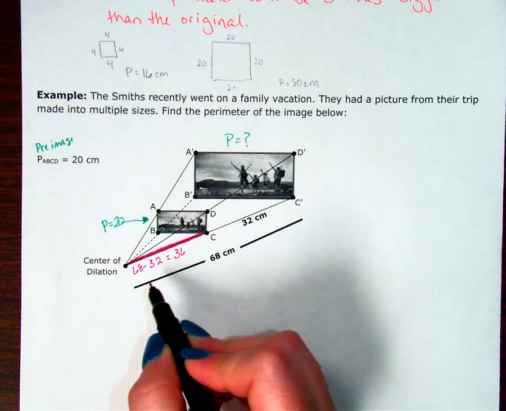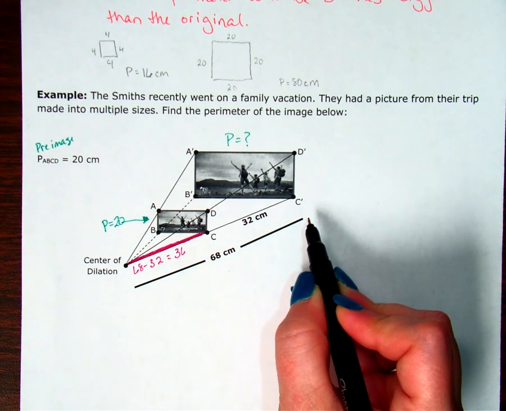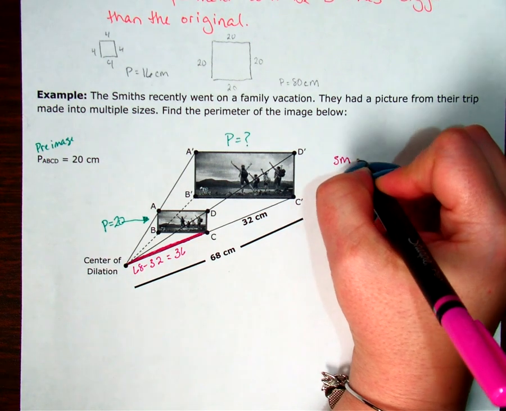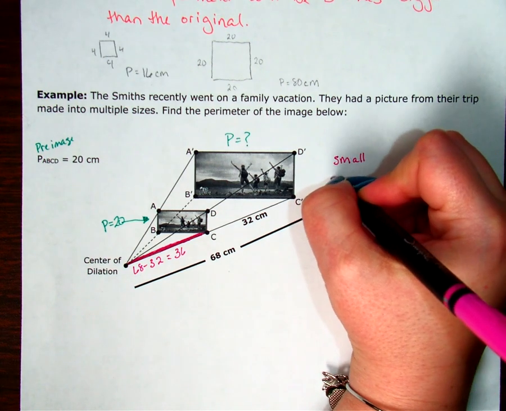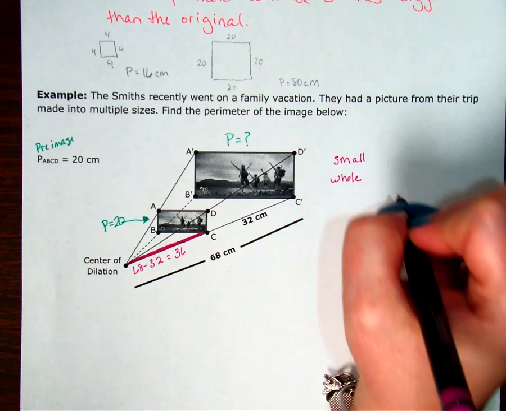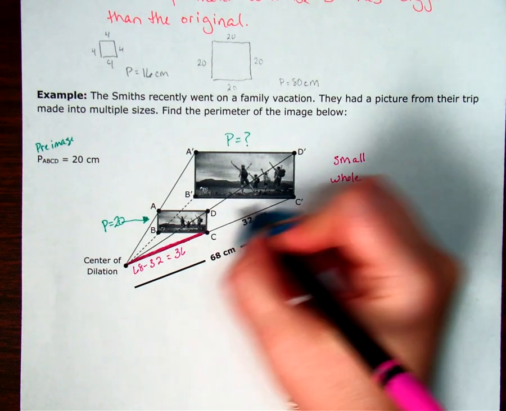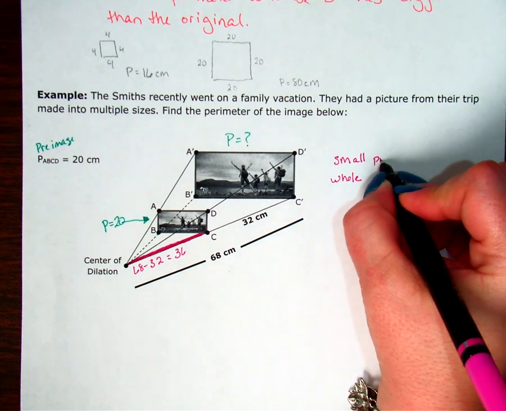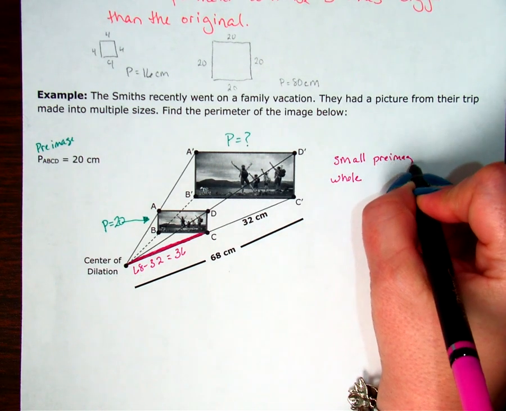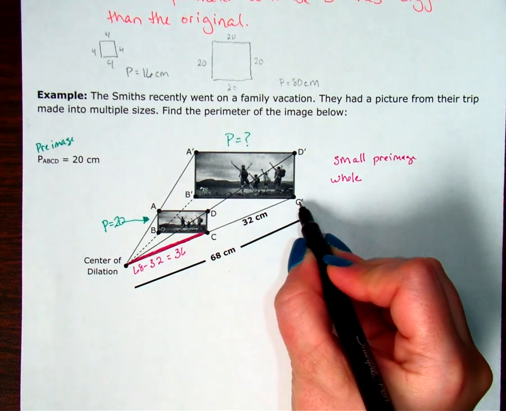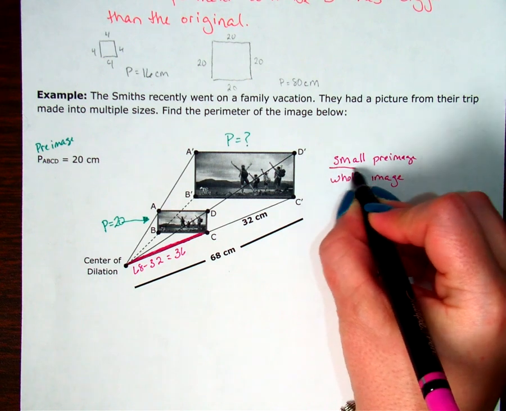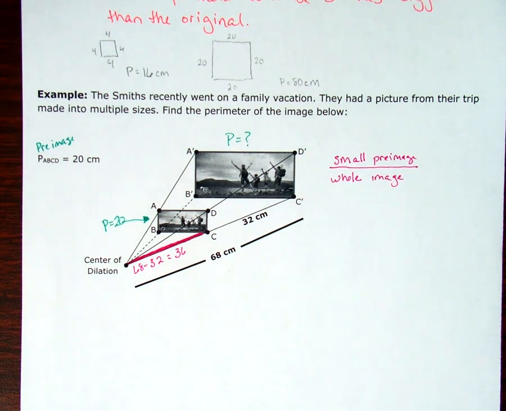My whole distance is 68. So I'm going to do the small distance over the whole distance. So my small original figure, my small pre-image, to my whole image. Every time I set up a proportion or a fraction, I'm going to set it up like that, so that way they will continue to be equal each time.